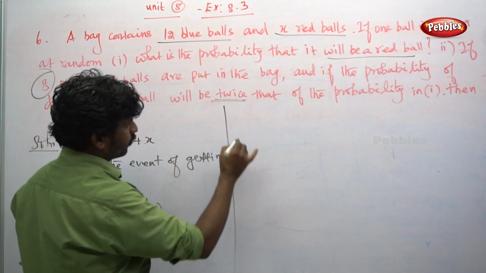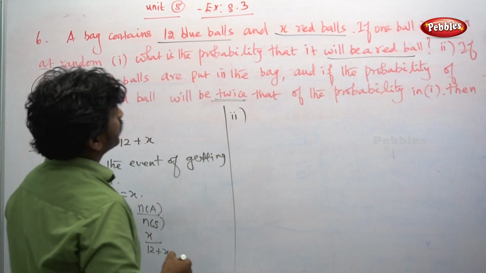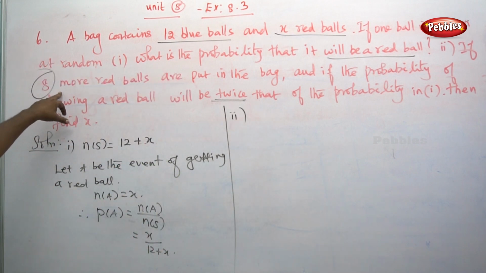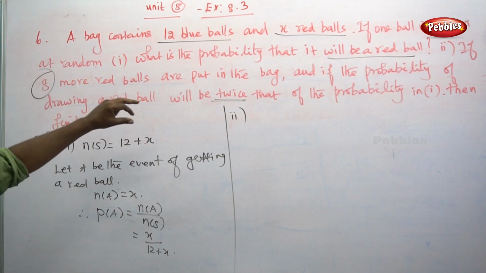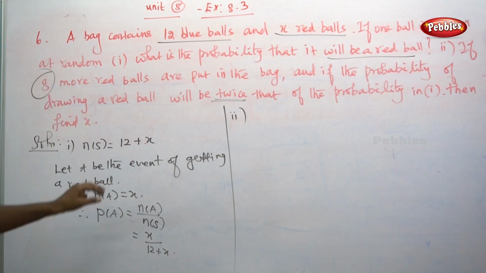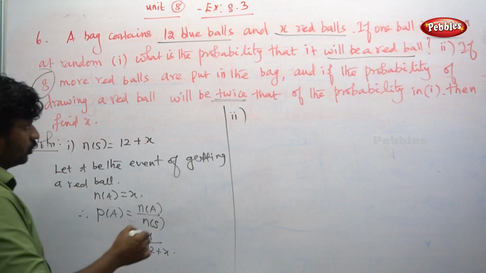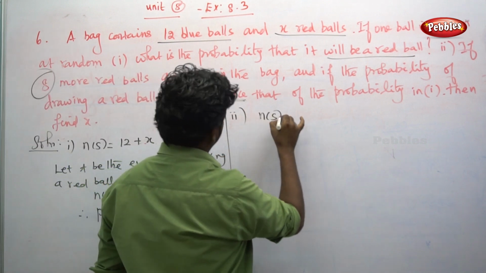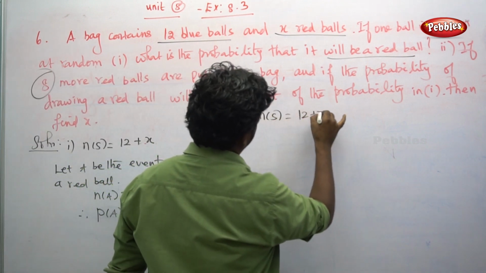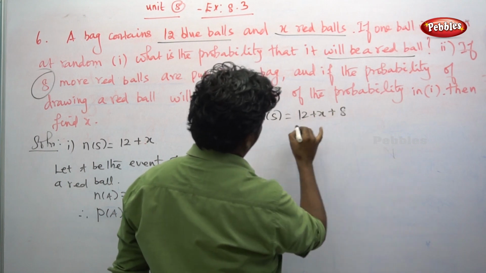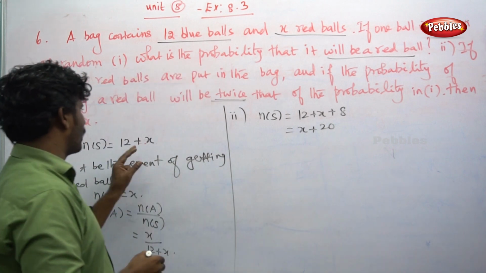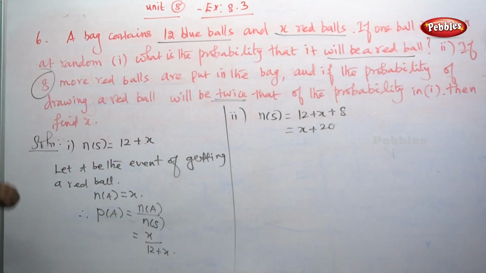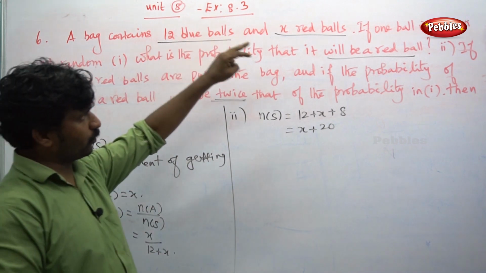What is the second point? If 8 more red balls are put in the bag. We are adding 8 more balls again into this bag. Then how will n of S be? The 12 plus x plus 8 balls added, totally x plus 20. Am I right? So in the same bag we are adding 8 balls. See what else is given.